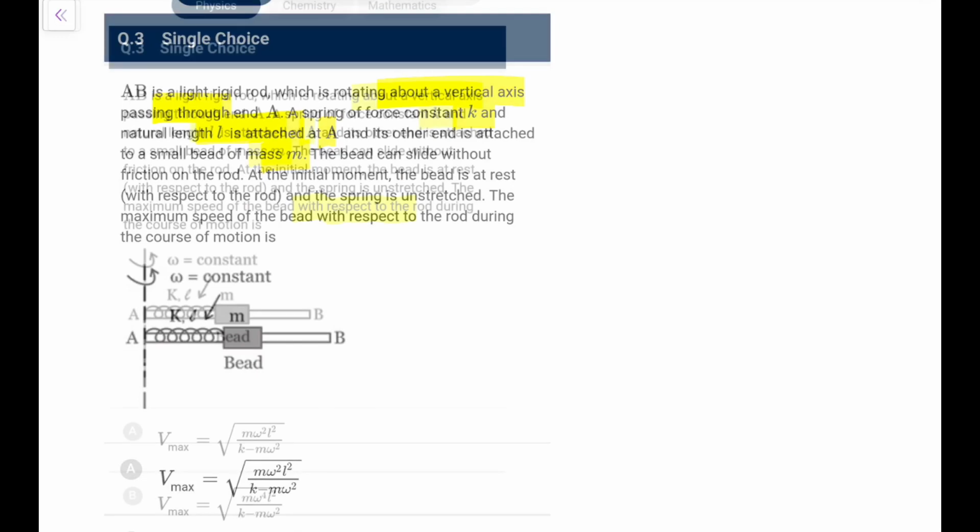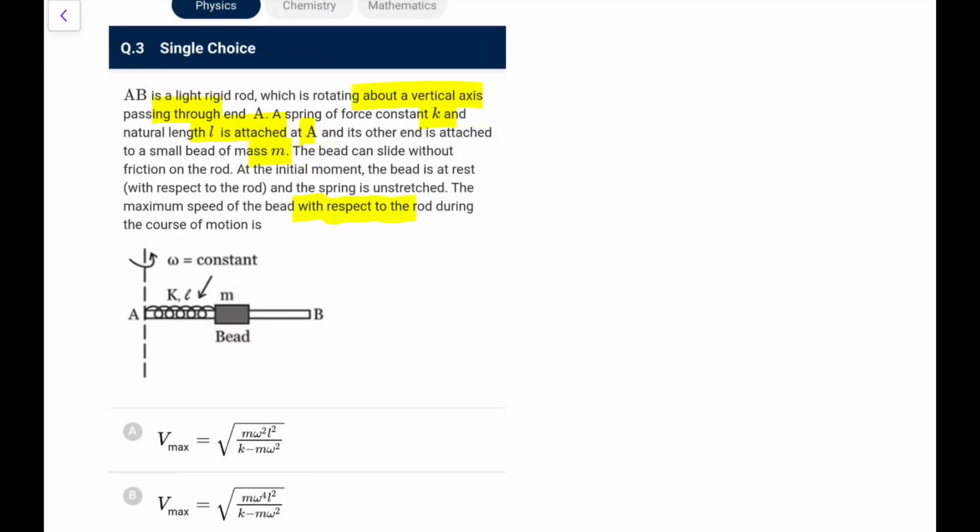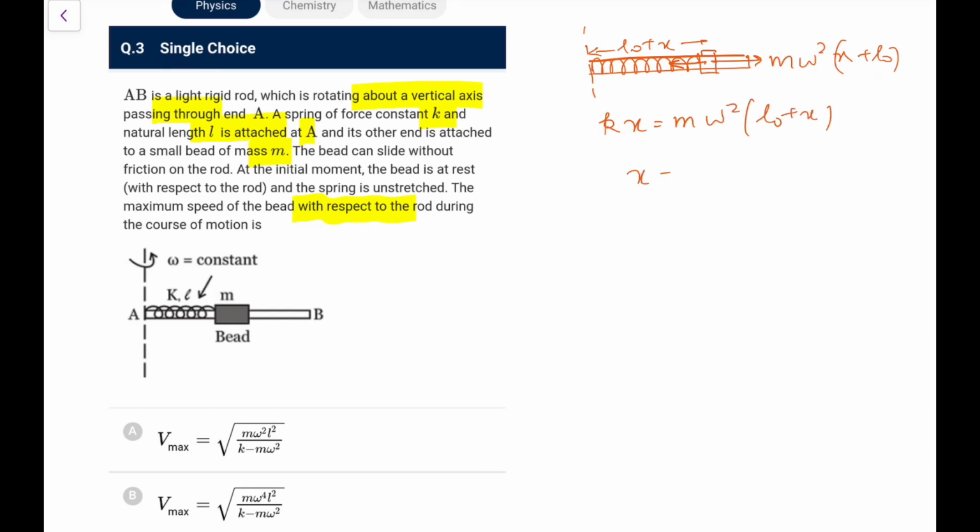So, the maximum speed of the bead. Since we have to check with respect to the rod, it's better to go in the frame of the rod. In the frame of the rod, velocity is maximum and acceleration is going to be 0. Let's say the spring is stretched by some distance x, so the length becomes L naught plus x, and the pseudo force acting would be m omega square times the radius, balanced by the spring force. So kx must be equal to m omega square (L naught plus x). So x comes out as m omega square L naught upon k minus m omega square.